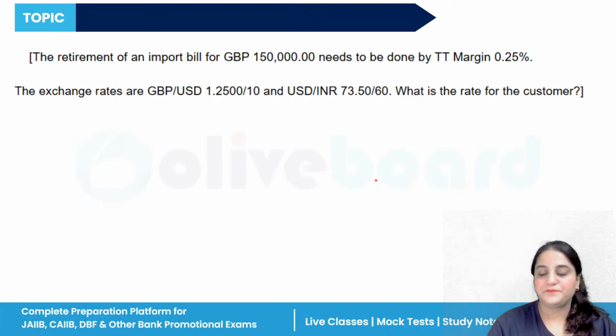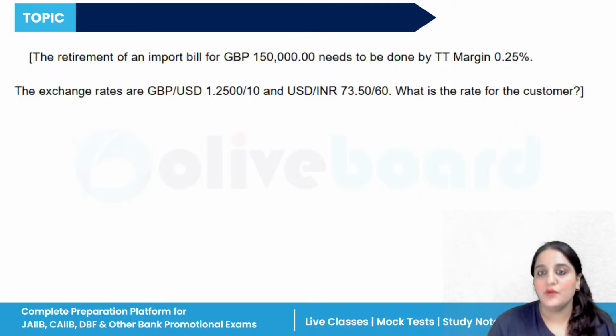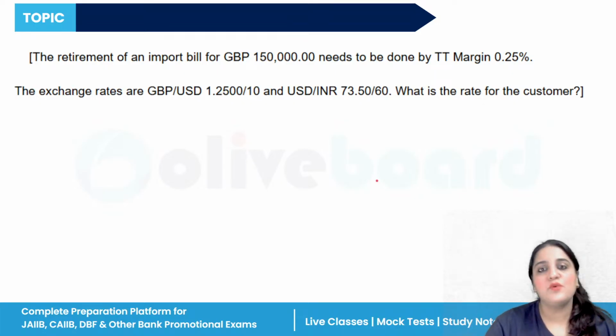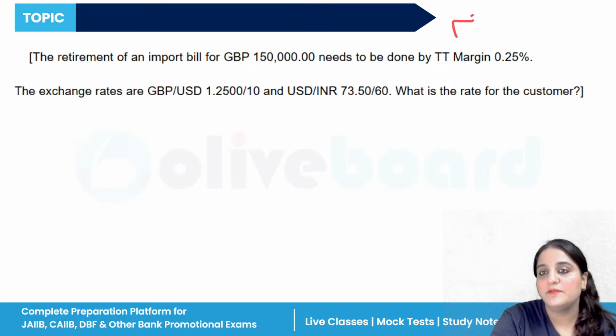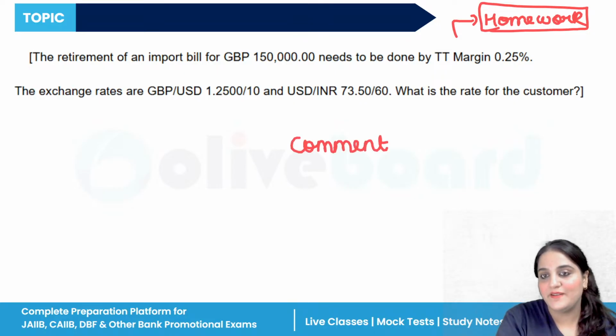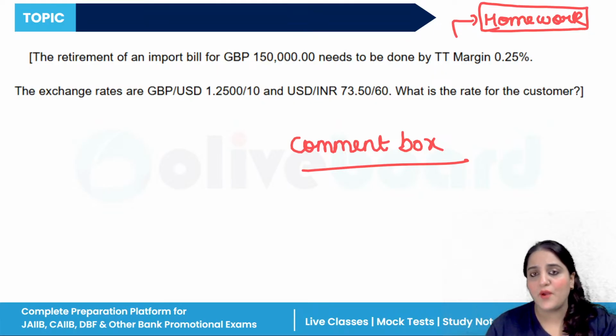Next question. The retirement of an import bill of British pound 1,50,000 needs to be done by TT margin of 0.25%. This question is same, and I am giving you this question as your homework. I need answer from everyone in the comment box. Right? I can give you the hint of how you can solve this question.